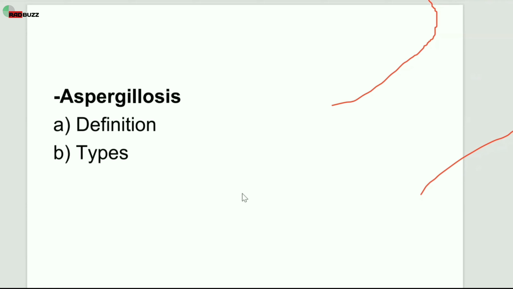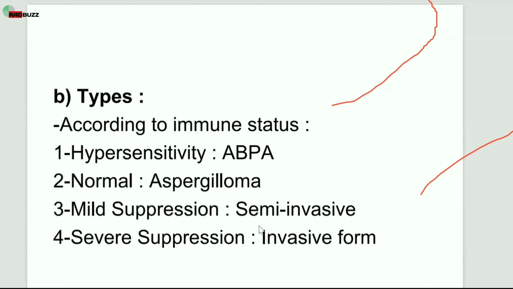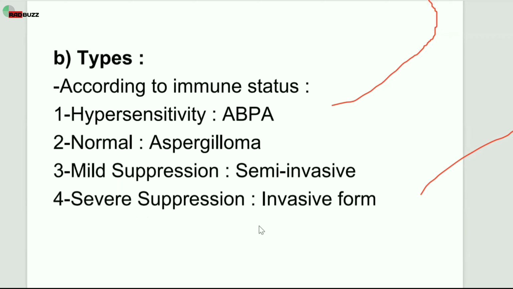Okay, aspergillosis being the commonest, most frequent, and affecting most of the immunocompromised patients. So we will be discussing aspergillosis. It is an infection caused by a fungus called Aspergillus species, fumigatus is the name, and it has different types which occur according to the immune status of the patients.